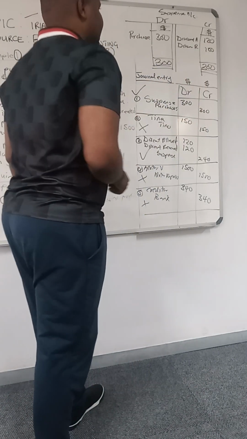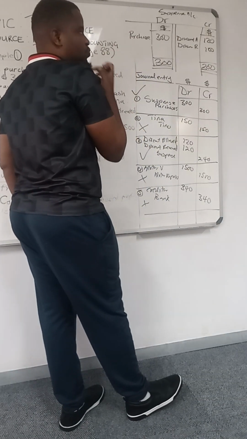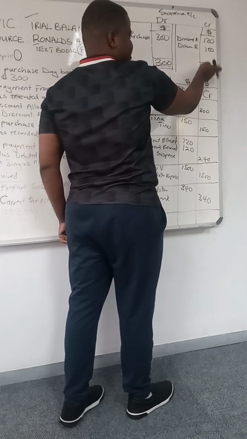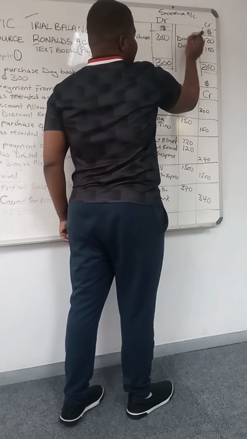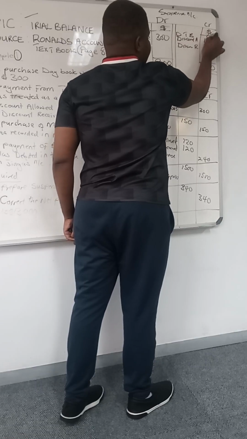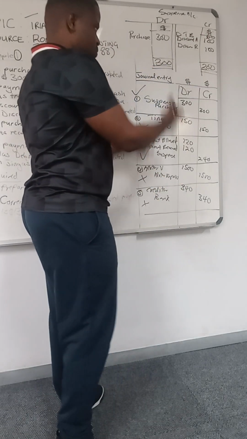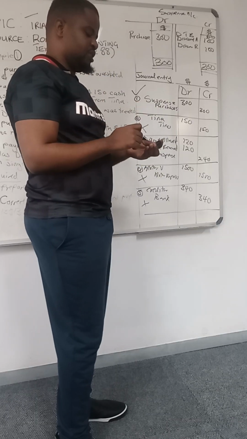It was 240, right? So 120 plus 120 is what? It is 240. So we are saying 300 minus 120 minus 120. This will give us 60. So it means the difference as per trial balance was 60. So we are done with the suspense. That's how you record the suspense account.